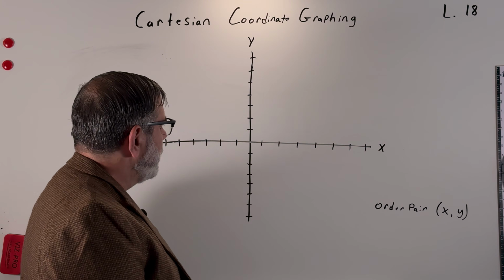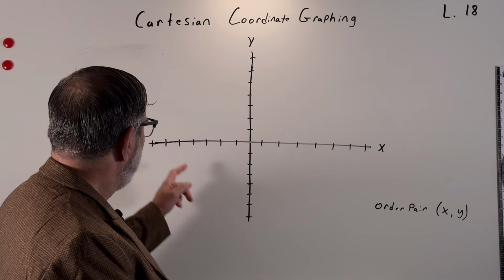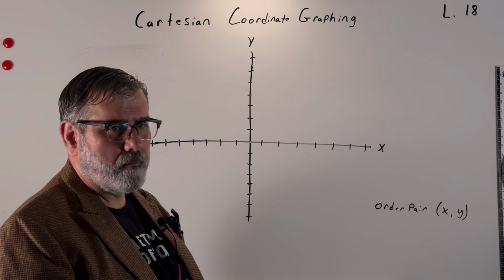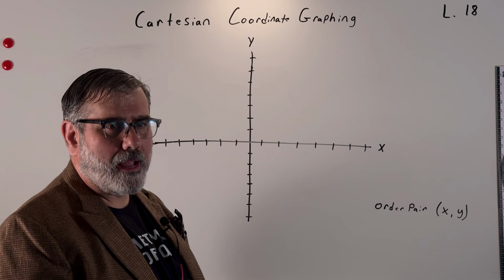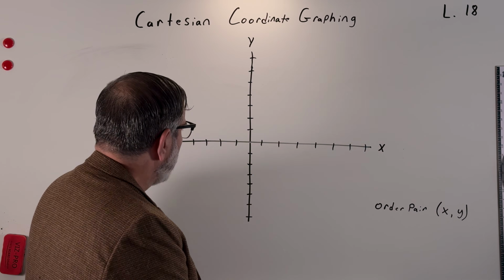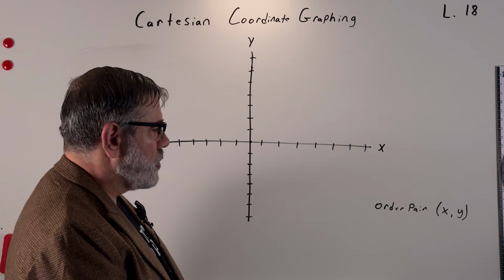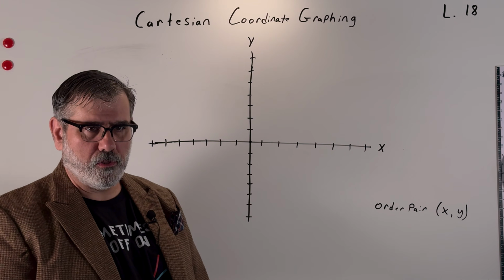But so here's the graph, and there's some features we need to note. For starters, this horizontal line is called the x-axis. The vertical line is called the y-axis. At the very center where these guys cross, we call this the origin. That's where x is equal to 0 and y is equal to 0.